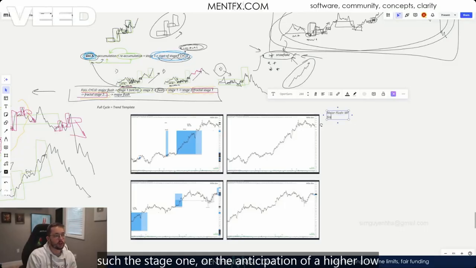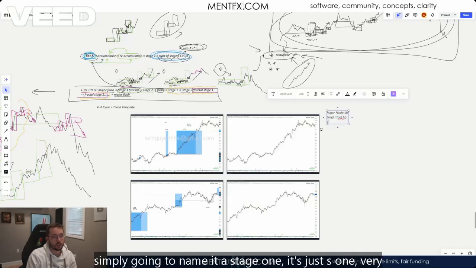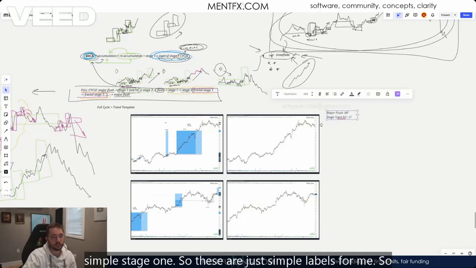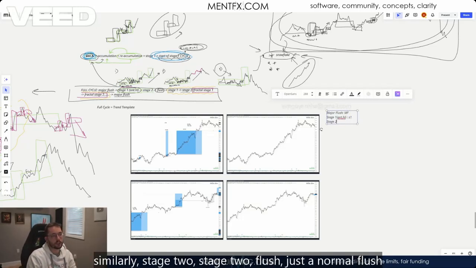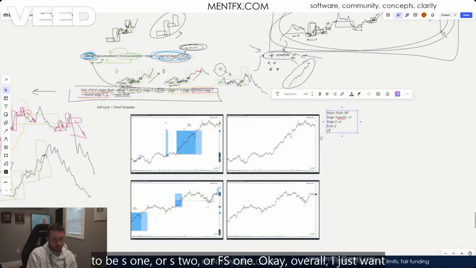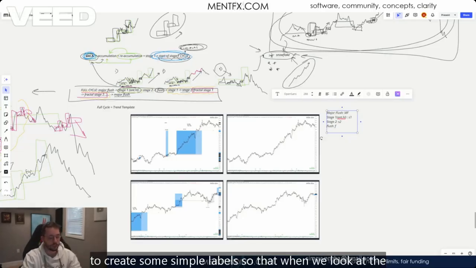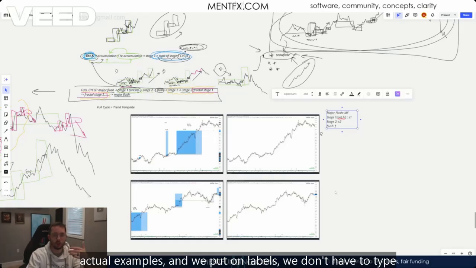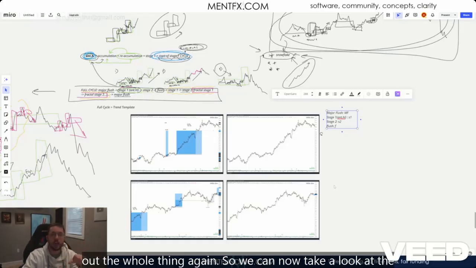The stage one, or the anticipation of a higher low, because that's all that's happening, we're simply going to name it as stage one. It's just S1, very simple. So these are just simple labels for me. Similarly, stage two, flush, so normal flush would be an F, just a lowercase f, to not confuse anything else. And fractal stage one and stage two is also just going to be S1 or S2 or FS1. Overall, I just want to create some simple labels so that when we look at the actual examples and we put on labels, we don't have to type out the whole thing again.